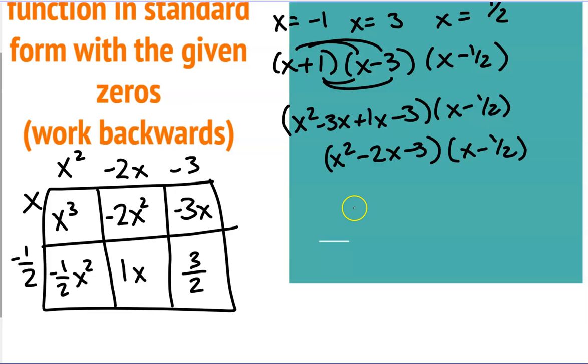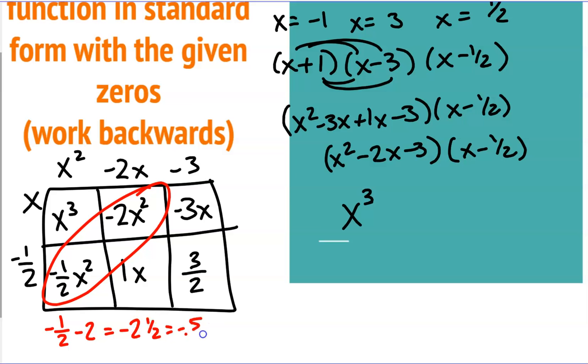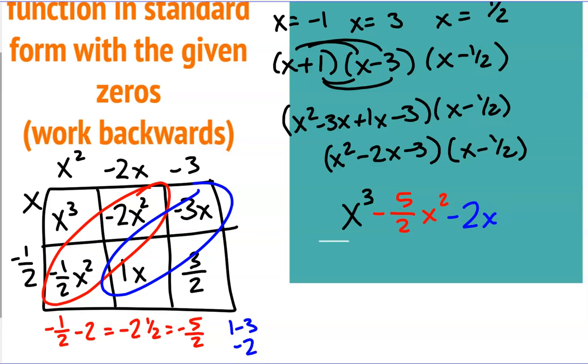Okay, so we have x cubed. I see two things with an x squared, so I have to add or subtract these. So negative 1/2 minus 2 is going to give me negative 2.5, which is the same thing as saying negative 5 over 2. So minus 5 over 2 x squared. And then I also see there's two x's here. So that's going to be a 1 minus 3, so that's negative 2x. And then we still have that positive 3/2 on the end. And that's the polynomial that it came from.